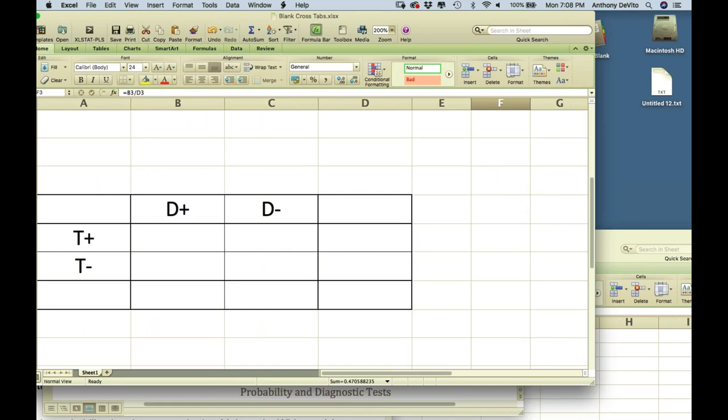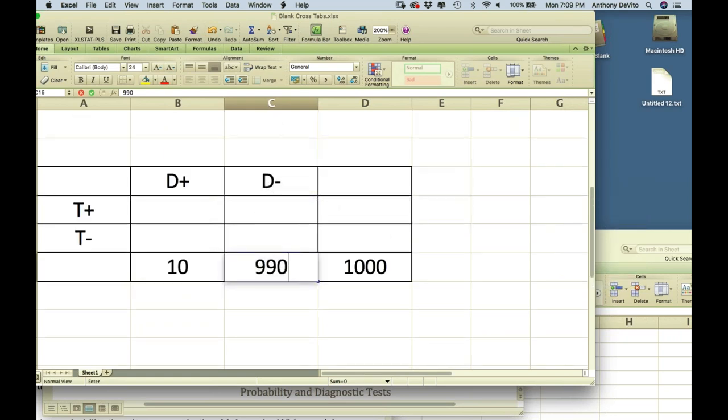We're going to do exactly the same thing, except we're going to look at a population where the prevalence is only 1%. Only 1% of the population has this disease. So I'm going to use 1,000 again. Out of 1,000, what's 1% of 1,000? 10. That would mean 10 people out of 1,000 have the disease. How many people don't have the disease? 990.